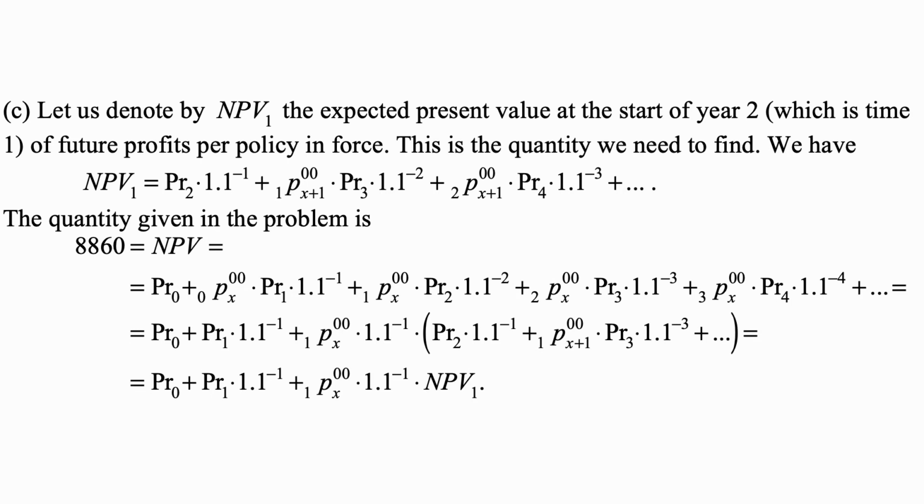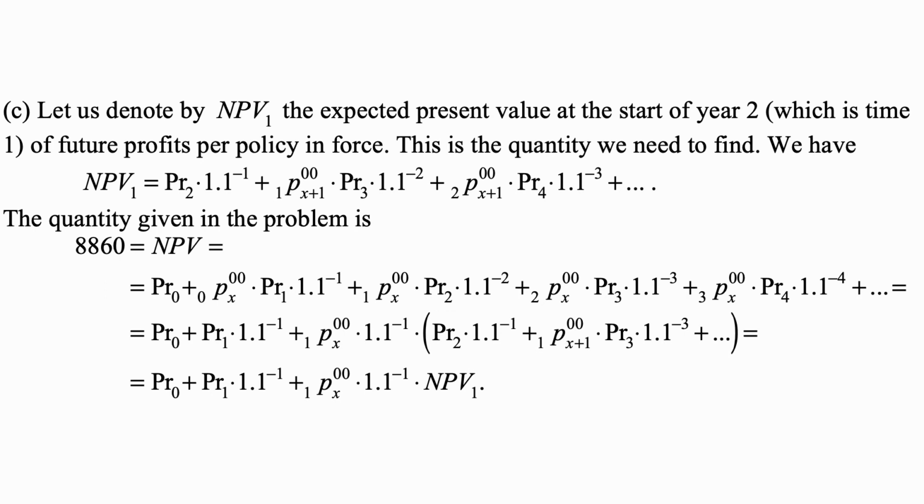And question C. Let us denote by NPV1 the expected present value at the start of year 2, which is time 1, of future profits per policy in force. This is the quantity we need to find, and that is equal to a profit for the second policy year times 1.1 to the negative 1. Remember, the profit is calculated for all the policies in force at the beginning of the year, so we don't need to make an adjustment for any probability here.